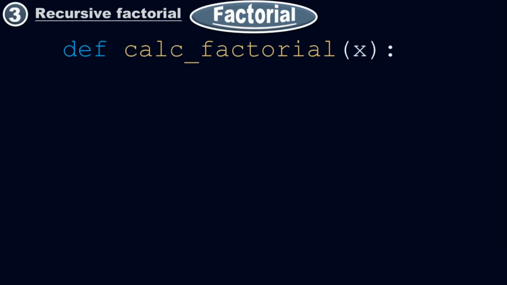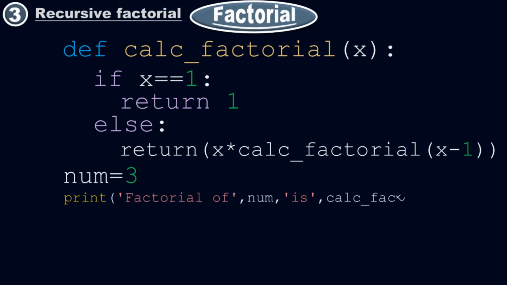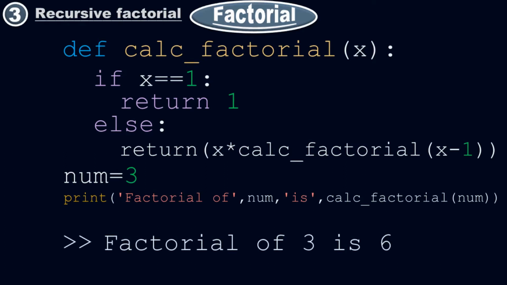Recursive factorial. Now let me check one example for the recursive factorial, which is example number 3. def calculate_factorial(x): if x == 1, return 1, else return x times calculate_factorial(x minus 1). num = 3, print factorial of, num, is, calculate_factorial(num). When you run it, you will get factorial of 3 is 6.